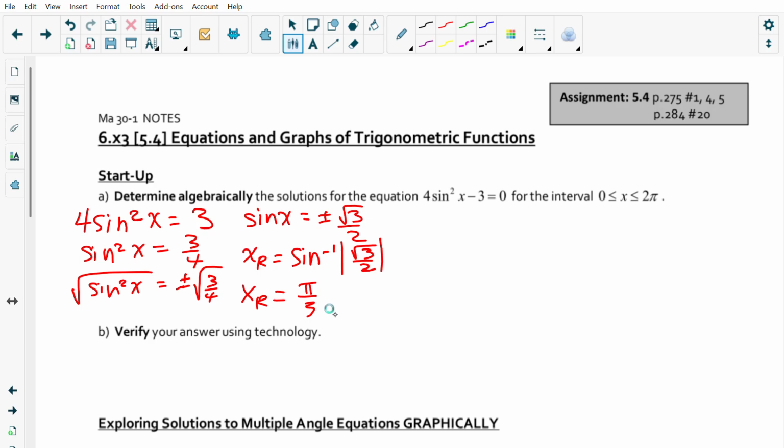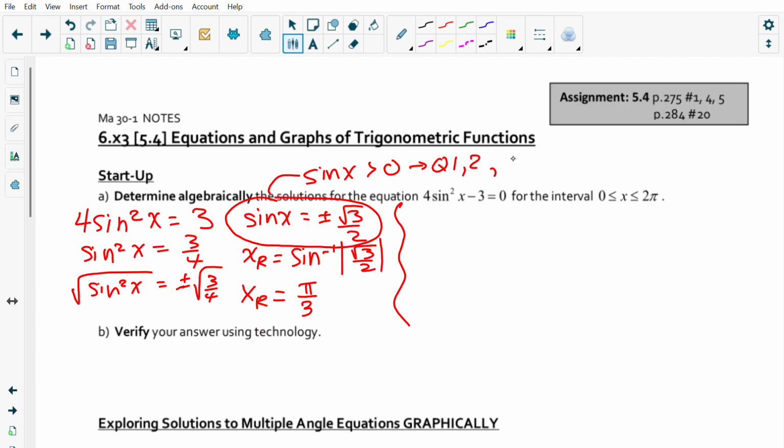Okay, what do I do with this pi/3? So review again, folks, when we're solving, I have to look at it in the quadrant. Here, sine of x is greater than 0 in quadrants 1 and 2. Also, sine of x is less than 0 in quadrants 3 and 4. So I have two cases where it's positive and negative, so I actually have 4 different solutions here.